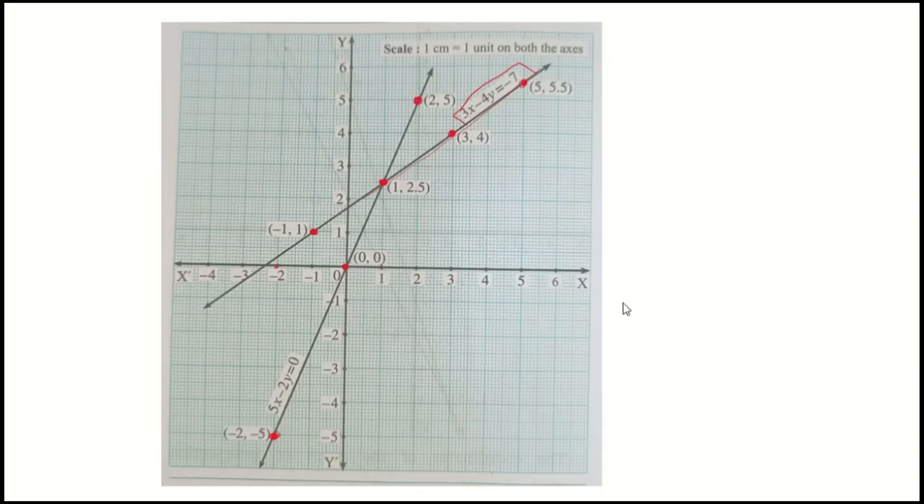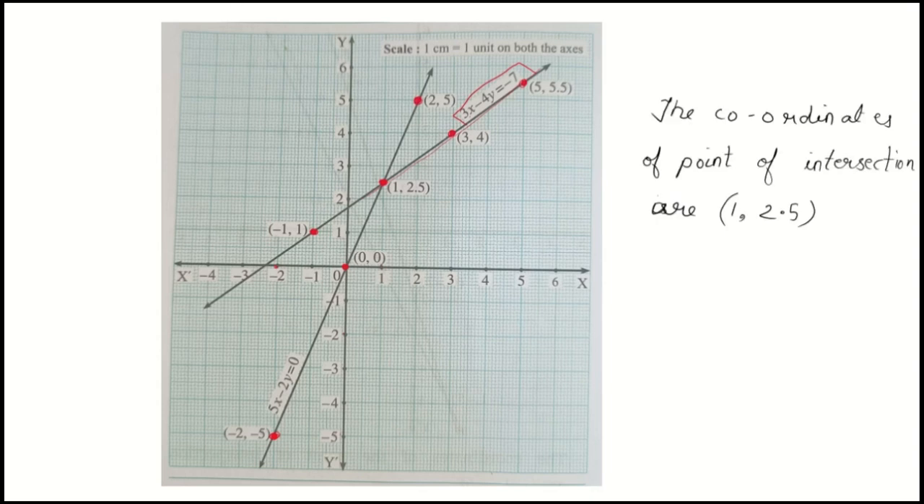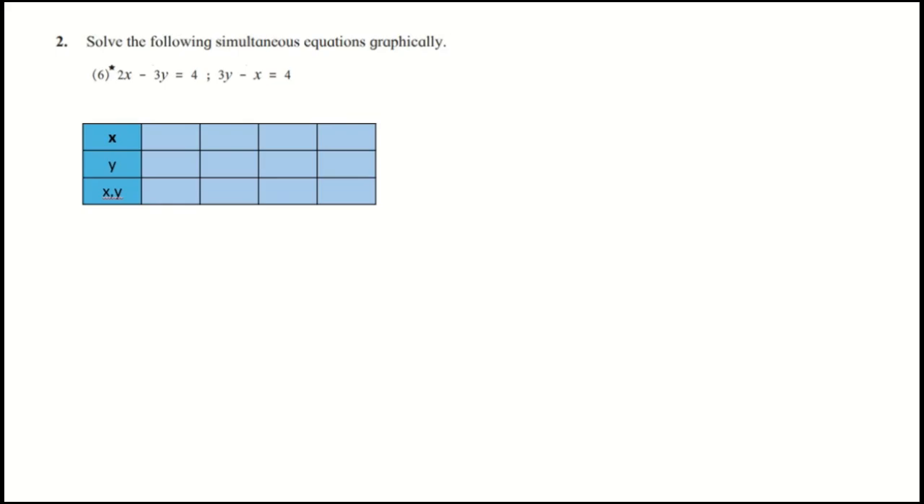Okay, let's draw a line. This is for equation 5x minus 2y is equal to 0. Here both the lines are meeting on a single point, 1 comma 2.5. So the point of intersection is 1 comma 2.5. Both the lines are meeting on a single point, so the solution is x is equal to 1 and y is equal to 2.5. Moving on to next question.